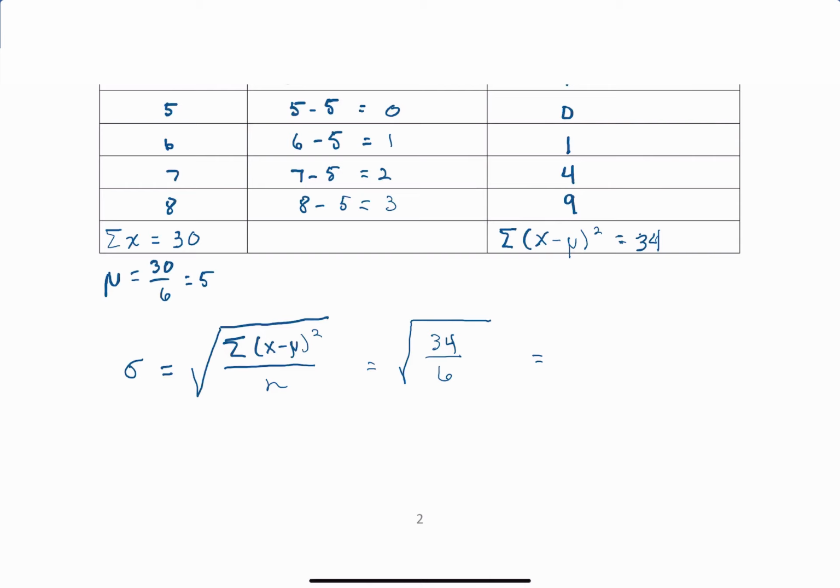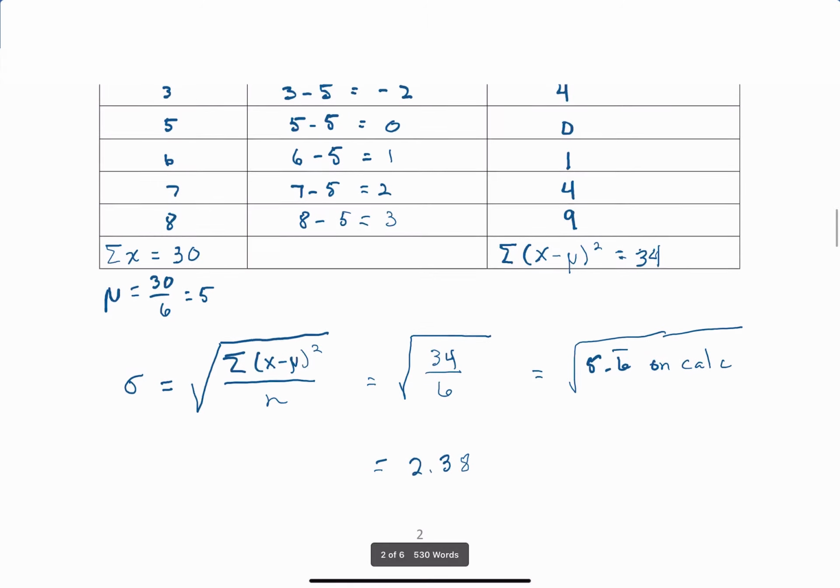So I've got these 5-point repeating 6s on my calculator, and I'm not rounding off. I'm just going to hit the square root button. And I get 2.38. We'll round off to the hundredths place.